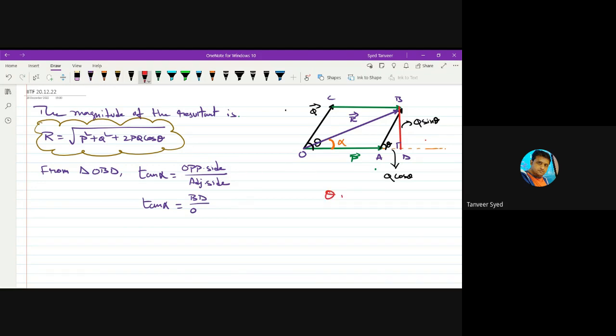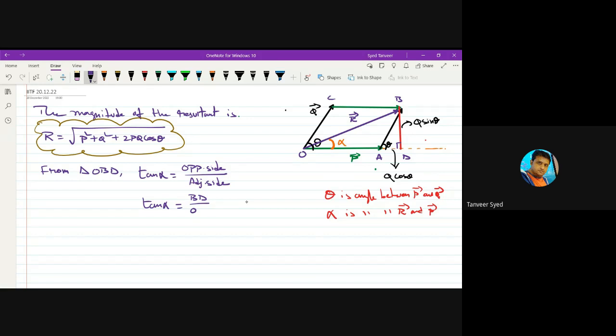Theta is the angle between vector P and vector Q. Alpha is the angle between vector R, which is the resultant, and vector P. They are different angles. Okay, sir.